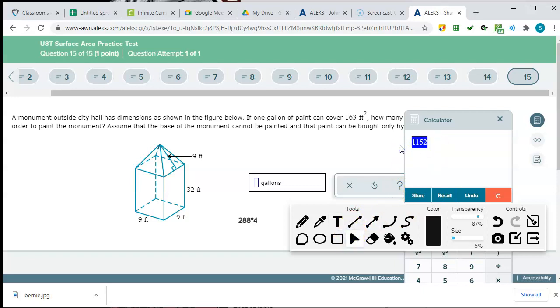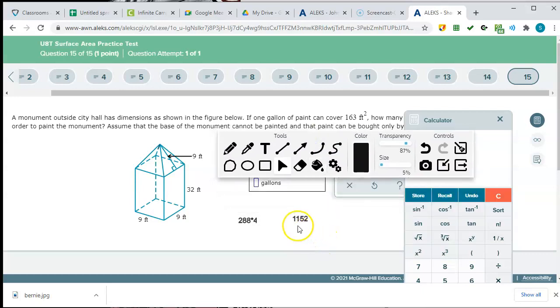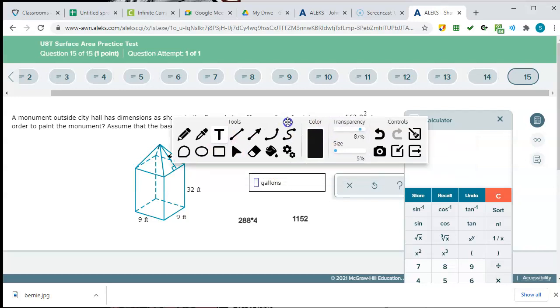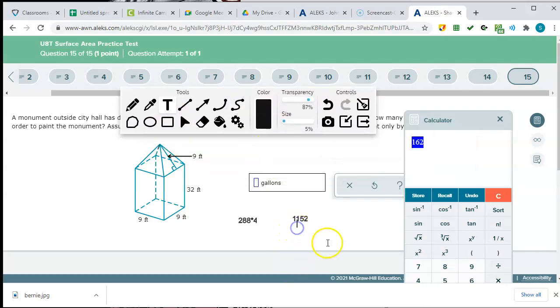Small mistake. Remember, base times height divided by 2. Base times height divided by 2. So our area of each triangle is actually 40.5. So we're going to do 40.5 again times 4 because there's 4 triangles. So we had 1152 for the rectangles. Then we had, I already forgot the number and I covered it up, 162 for all the triangles.